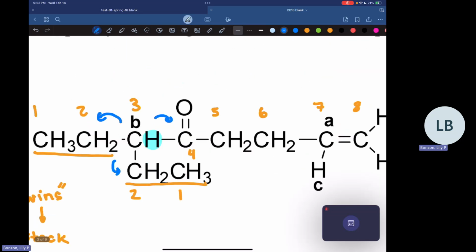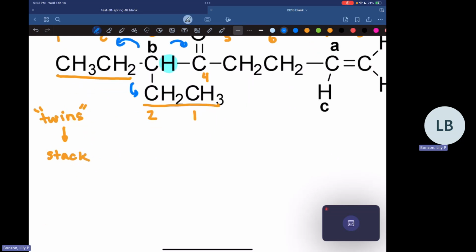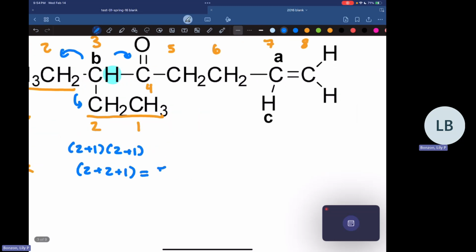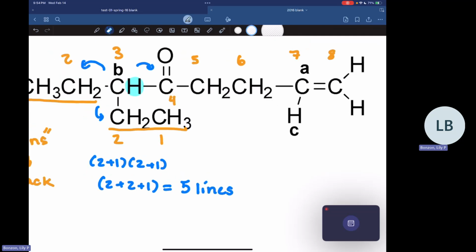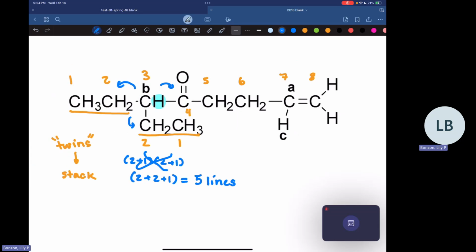But we have to remember that we determined that these carbons are actually both considered the same in the NMR. They have the same structure and the same connectivity, so they're going to stack. So instead of getting something like 2 plus 1 times 2 plus 1, these are actually going to stack and give us 2 plus 2 plus 1. So this would give us 5 lines in our NMR peak. And again, that's just because they're considered the same carbon, and so the hydrogens would be considered the same as well.